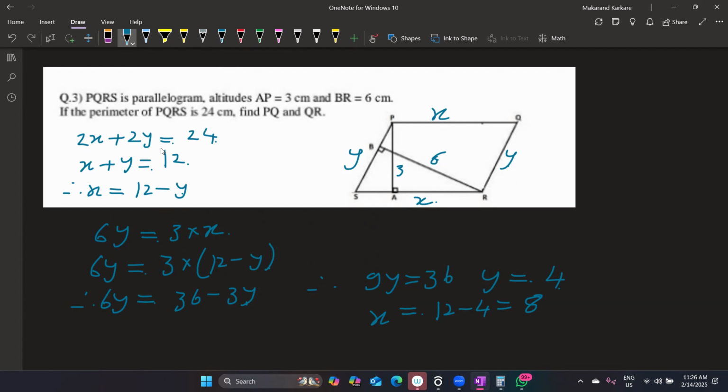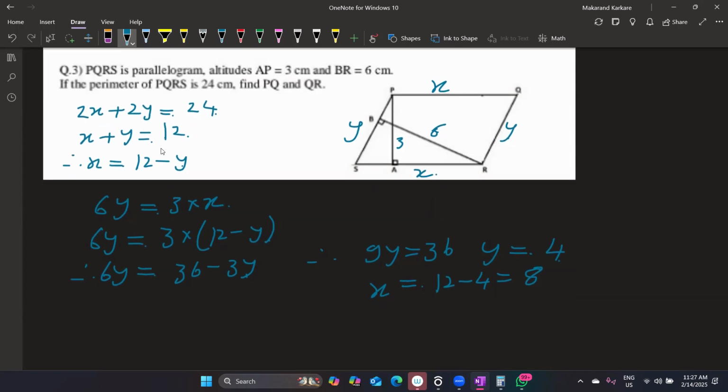Sir, how is 6y equal to 3x? Huh? How is 6y equal to 3x? Because what is the area? Oh, I got it. Area is base into height. Yeah, got it. Correct? No, wait, sir, just a second. No, still I did not get it.